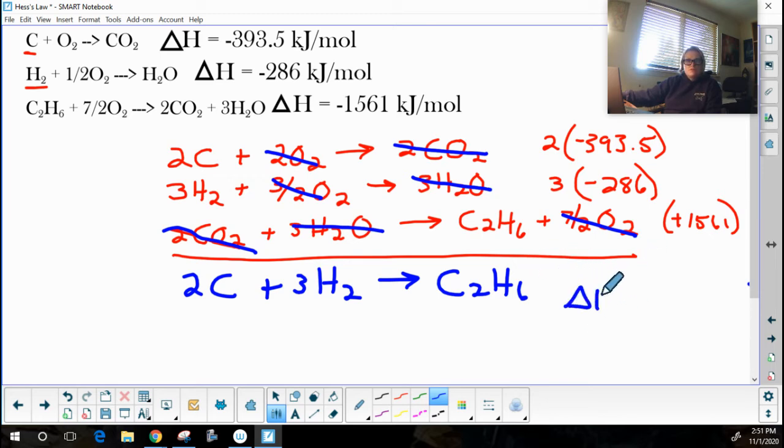So I'm going to grab my calculator here, and I'm going to add up 2 times negative 393.5 plus 3 times negative 286 plus 1561. And to form ethane gas from its elements, I will release 84 kilojoules per mole.